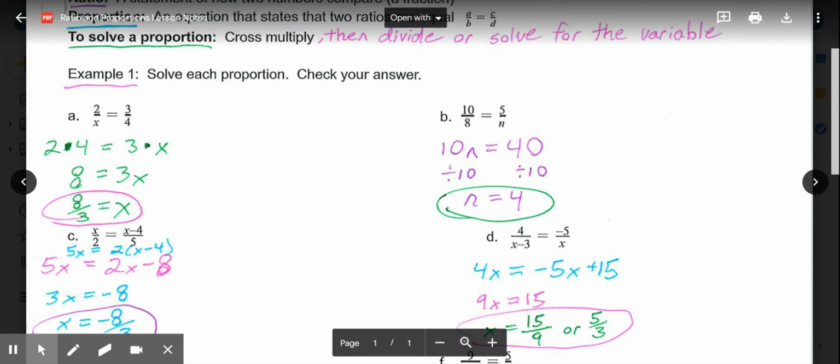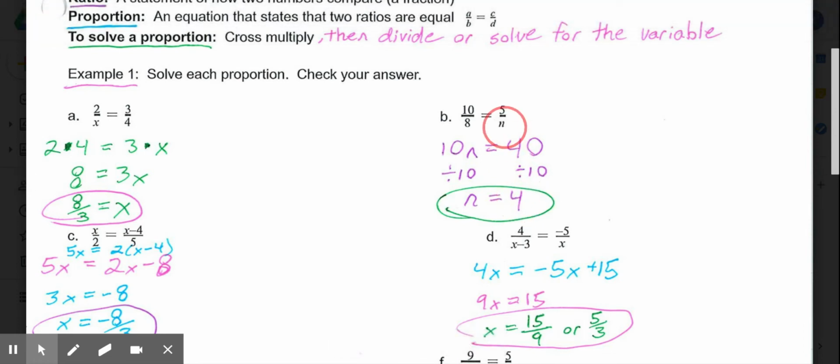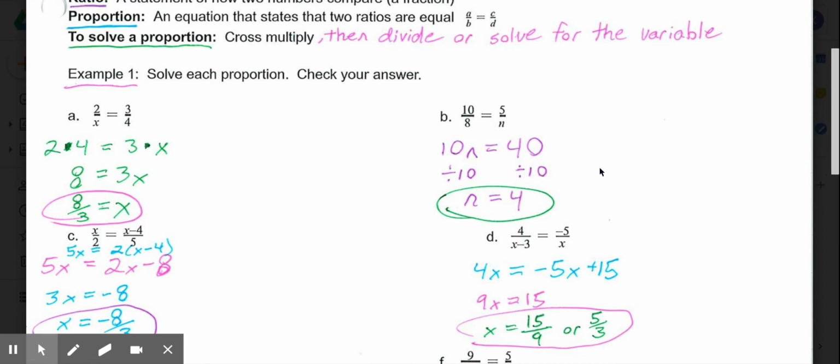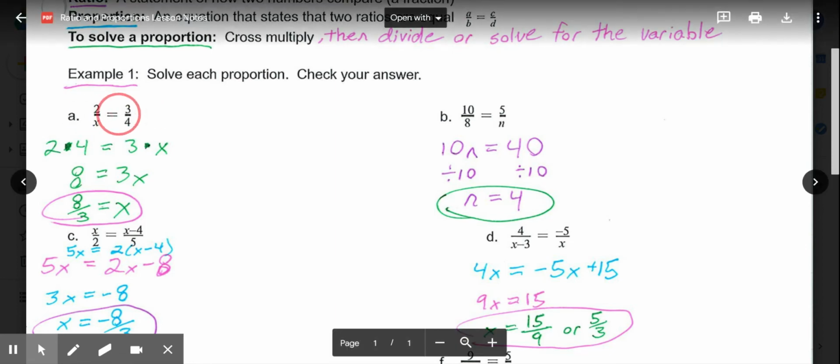So the easy way to check your answer would be plug in what you get in place of the variable, and then simply cross multiply. If both are equal, then that's your answer. So cross multiply, then divide is the easy approach to solve any proportion where you're just looking for a single variable.